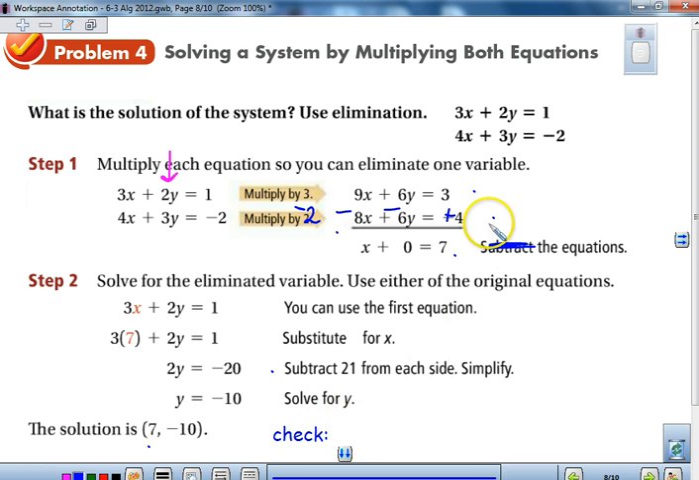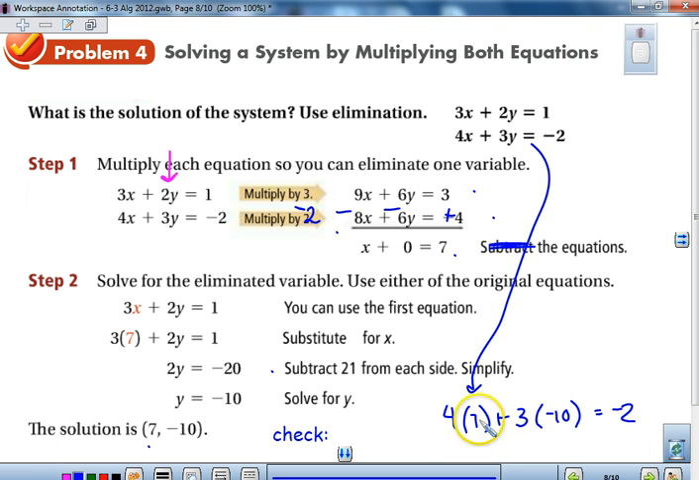How would we check it? We would want to go to our second equation at this point, and once we go to that second equation, we're going to put in 4 times 7 plus 3 times -10 is equal to -2. And if we think about that, 28 plus -30 does equal -2, and it checks.